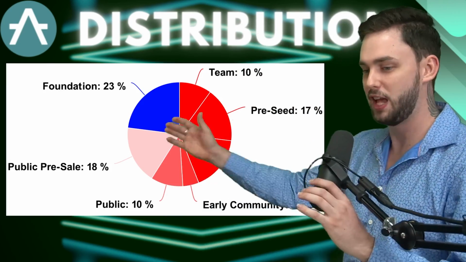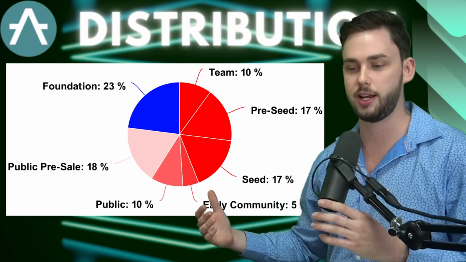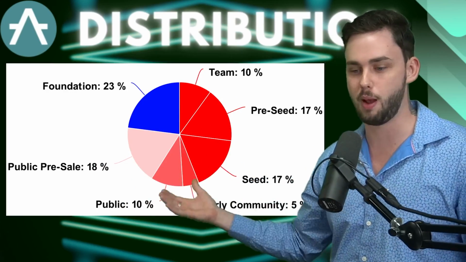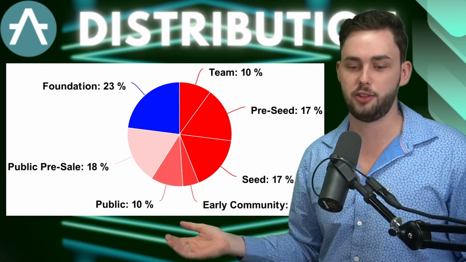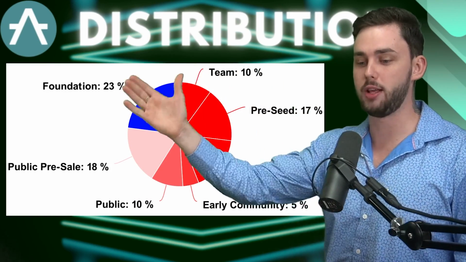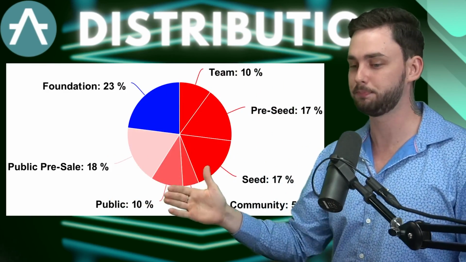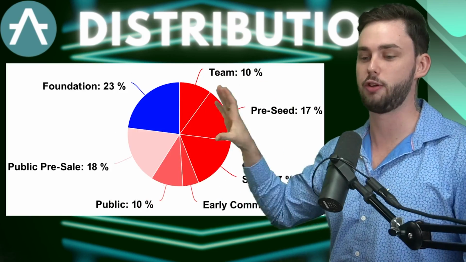All right, guys, one of my favorite parts of the video: the distribution. Obviously this isn't the distribution chart on the website. I created this to help you visualize it a bit better, with the colors meaning something. In total, the emissions of the vesting of the distribution is 300 million tokens.